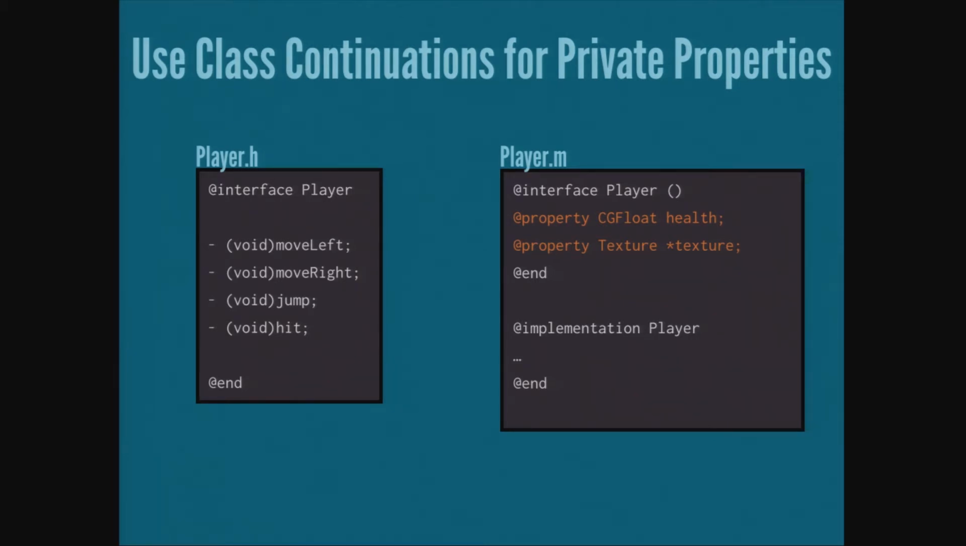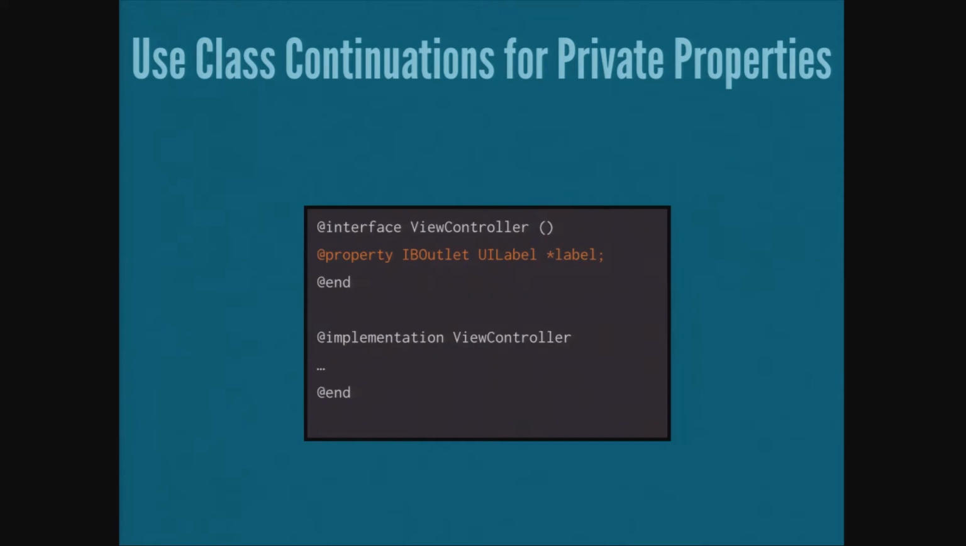So I don't ever want anybody modifying health or the texture directly, right? I've got an interface for that. I've got an interface for hitting the player, which should subtract some defined amount from the health. If I exposed the health property publicly, then some other person could say, oh, I'm just going to subtract 25 from health every time I hit them.